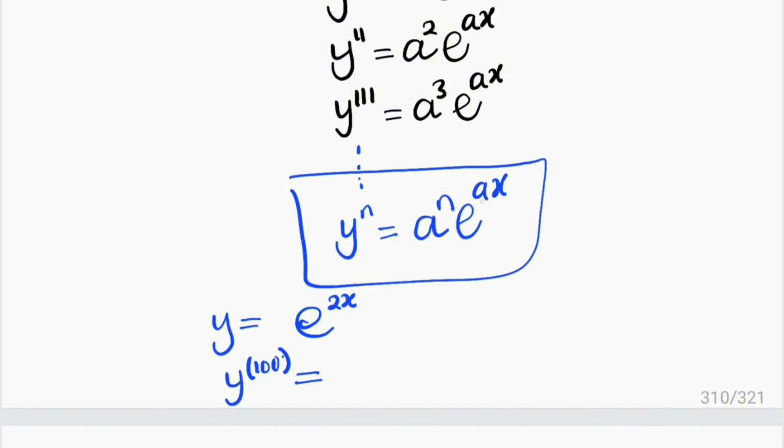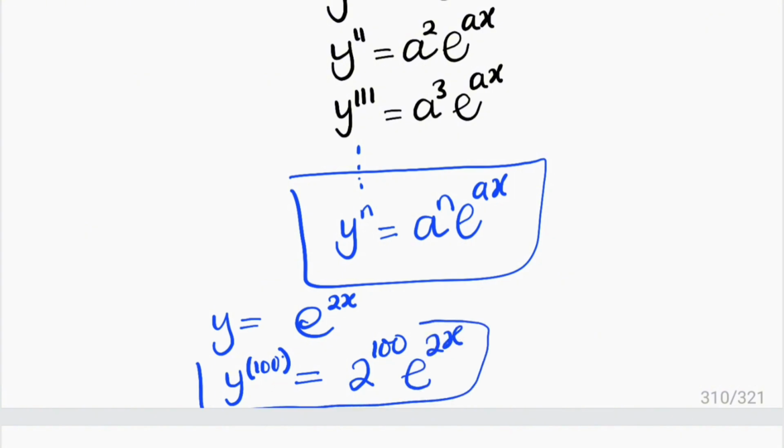A, remember, is 2 here. It corresponds to 2, right? So you write your 2 here, to the power of n, and n is 100. So this is 100. Then e to the 2x. And this is the solution. You don't have to take the first, second, third up to the 100th derivative in order to find the 100th derivative of this function. That's exactly the connection. And whatever 2 to the 100 power is, it's huge, you can just leave it like this.